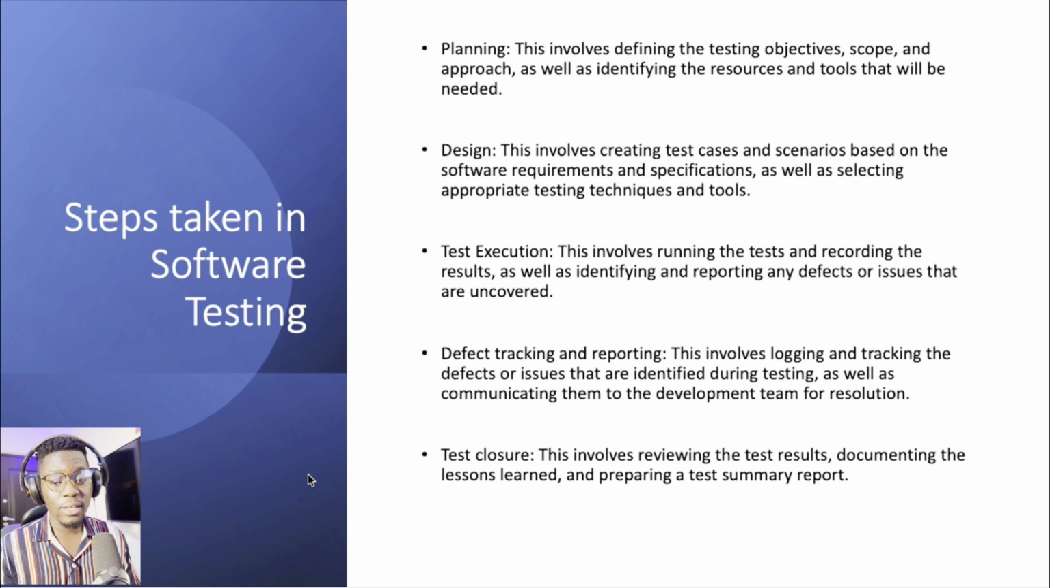The next step is defect tracking and reporting. This involves logging and tracking the defects or issues that were identified during testing, as well as communicating them to the development team for resolution. So this is where you use some kind of tools. As we move forward in these tutorials, I'm going to be exposing tools that you can use in software testing. So here you use these tools to record and log the defects that you found in the application, and then you report them to the development team so you can find a way around it.